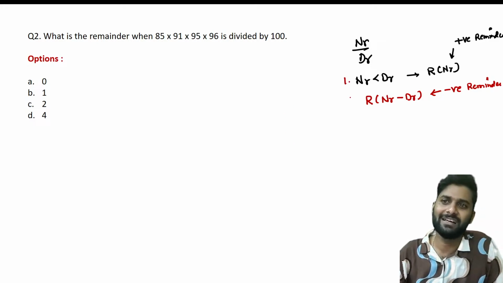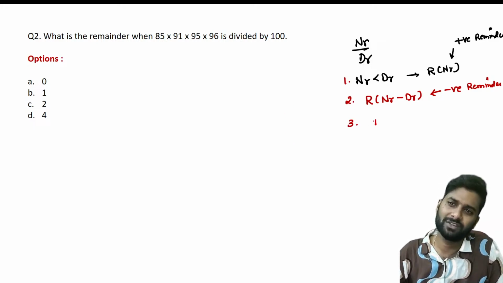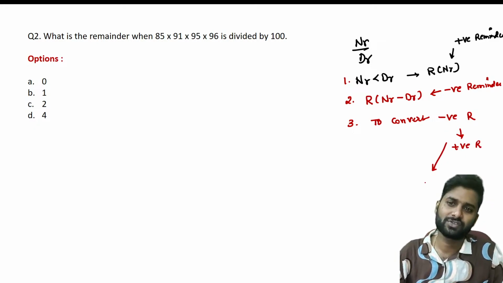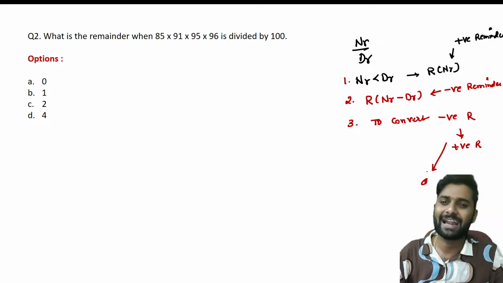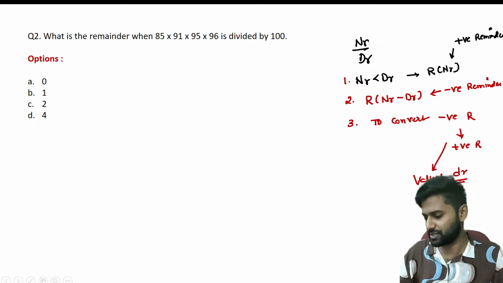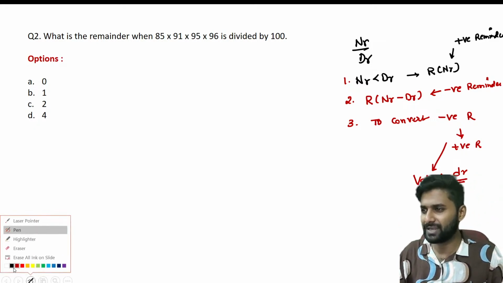That's why learn the third point, to convert a negative remainder to a positive remainder. Simply, whatever the value is, add it to the denominator and it becomes a positive remainder. Let me take an example to understand the entire theory.